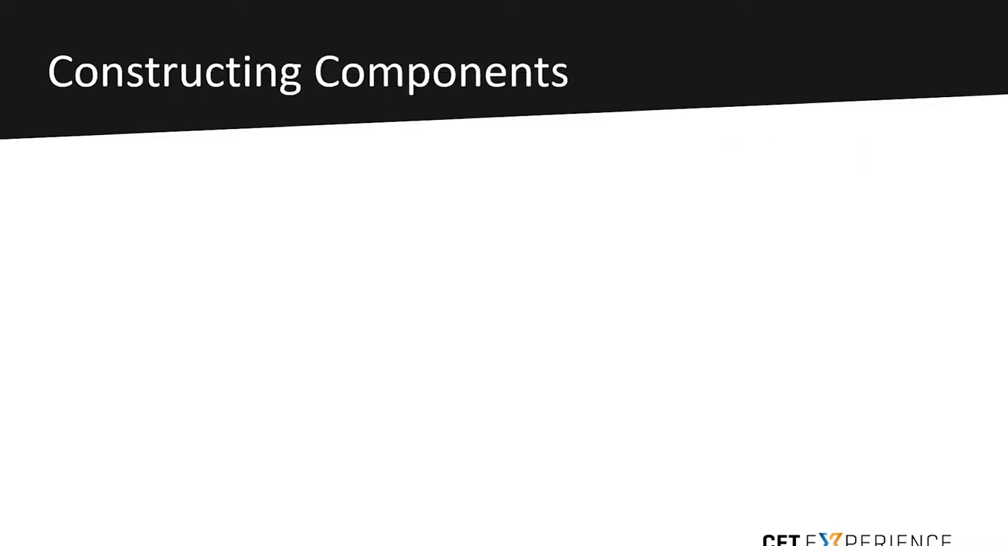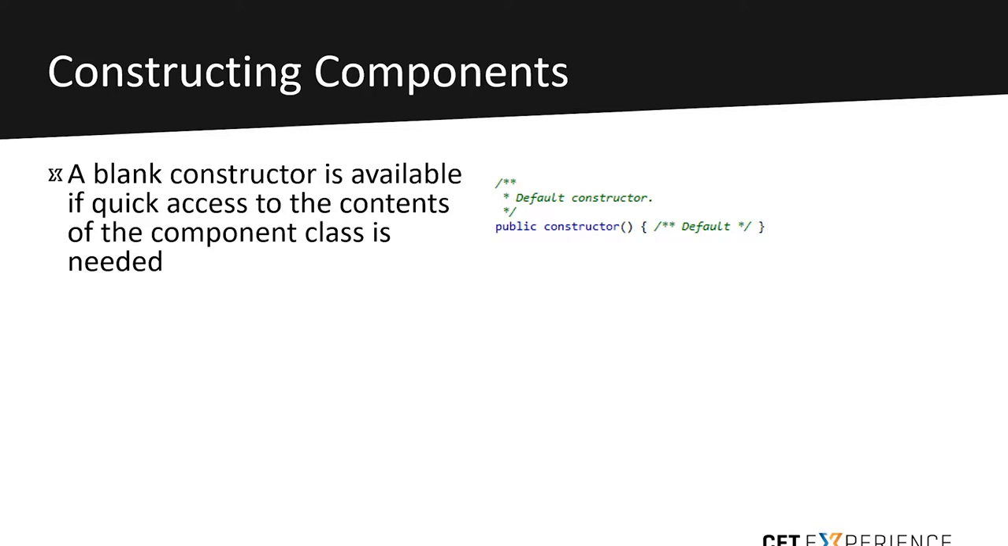So, constructing components. Components have three constructors. The first one is just a blank constructor. This is pretty common. If you need quick access to a field or a method in a component class, if you create your own component and you store some specific data in there and you want to quickly access it somewhere else in the code, you can just use this blank constructor and go get what you need and then move on.